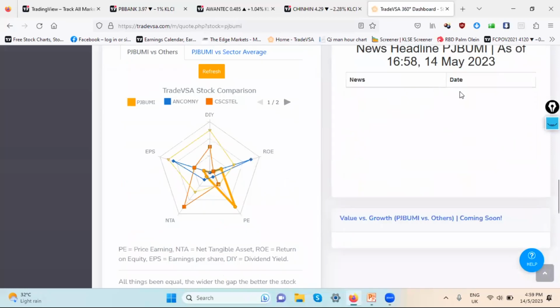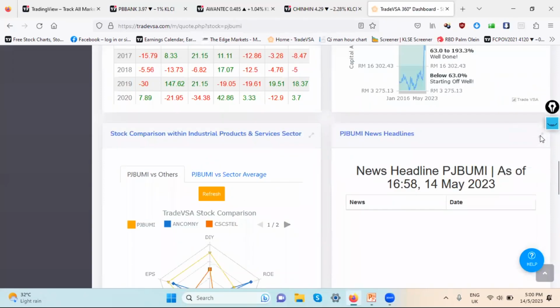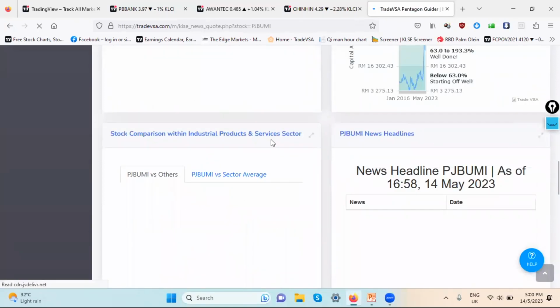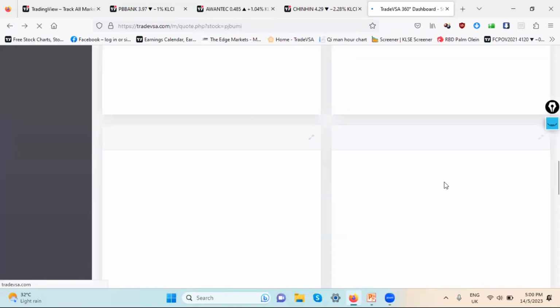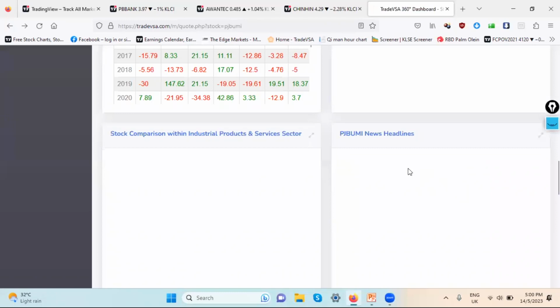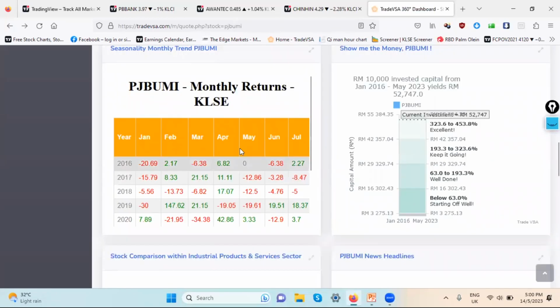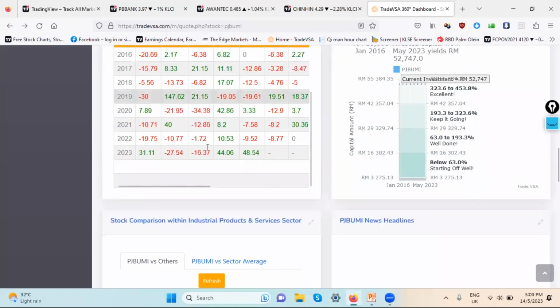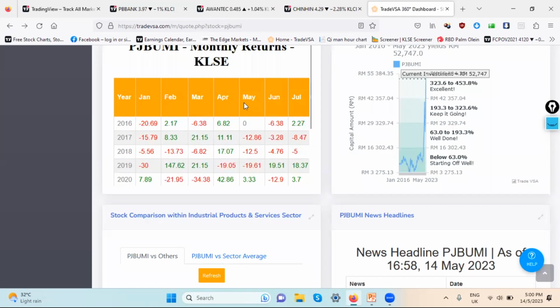This is the news headline for PJ Bumi. What is the line, what is the data, and why has this data been happening? I think so far no news is captured here. We also need to analyze the money return. You can see PJ Bumi was dumped for 2 months, but now it is super high, from April until May.